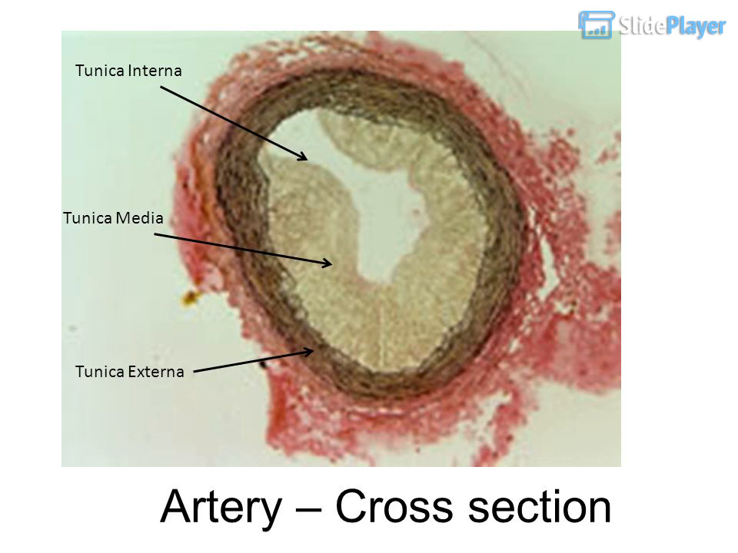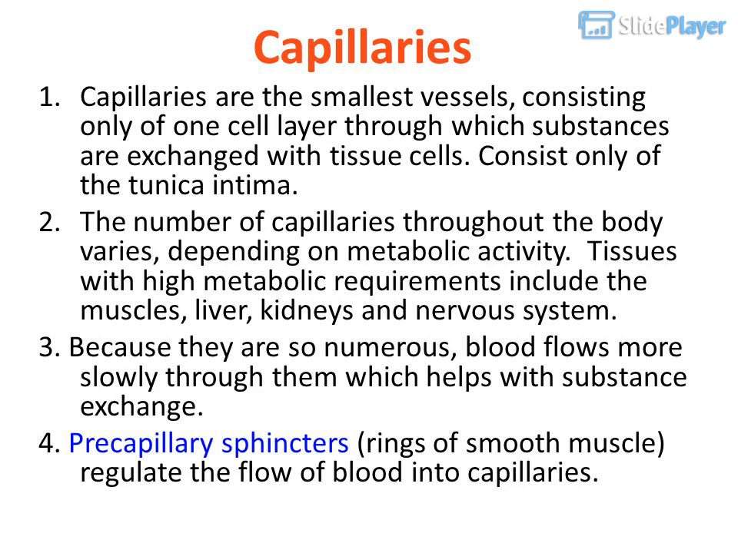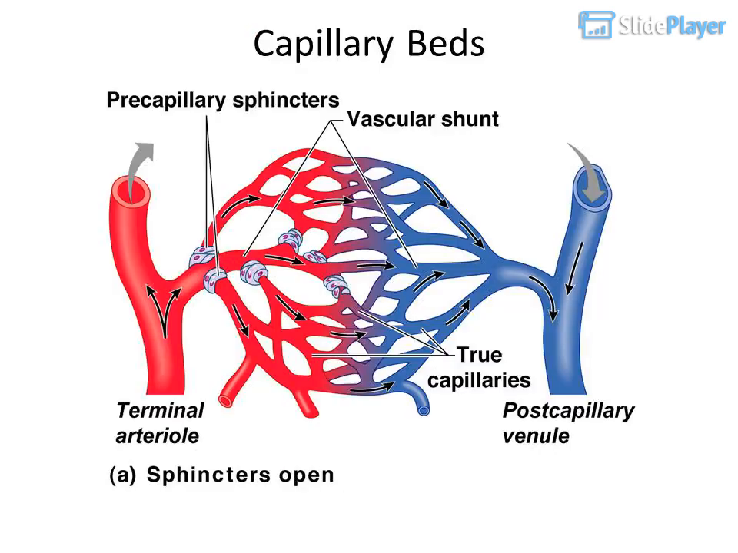Artery, cross-section. Capillaries. Capillaries are the smallest vessels, consisting only of one cell layer through which substances are exchanged with tissue cells. They consist only of the tunica intima. The number of capillaries throughout the body varies, depending on metabolic activity. Tissues with high metabolic requirements include the muscles, liver, kidneys and nervous system. 3. Because they are so numerous, blood flows more slowly through them, which helps with substance exchange. 4. Pre-capillary sphincters, rings of smooth muscle, regulate the flow of blood into capillaries, capillary beds.